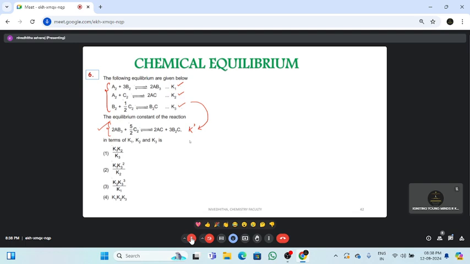Yes, ma'am. Okay. Actually, we have to write the representation of K1, K2, K3, and also the representation of K prime. After writing K prime, we can understand how this K1, K2, K3 can be adjusted or written to come up with the representation of K prime. So first write the equilibrium constant expression for all those four reactions.